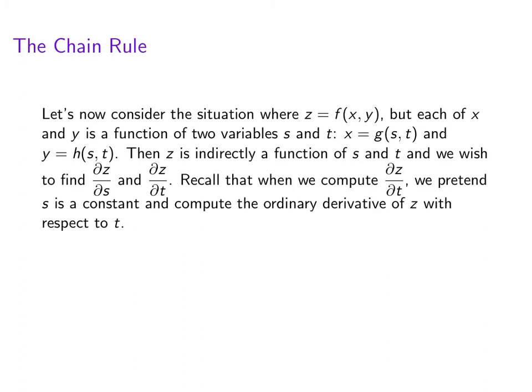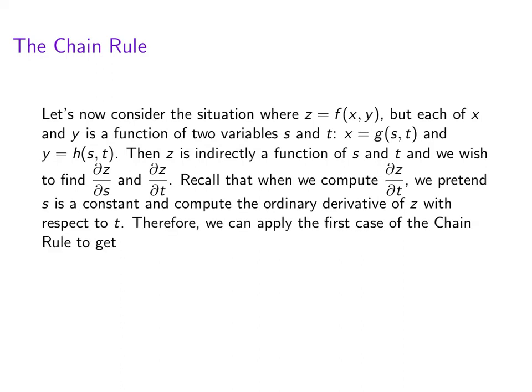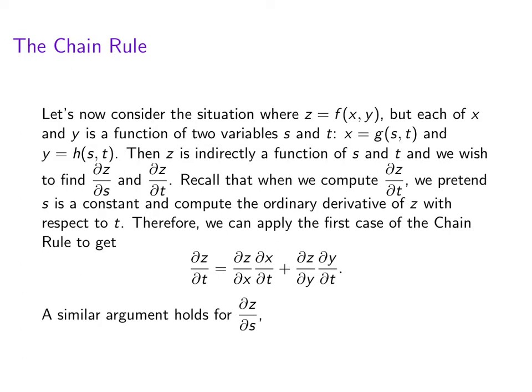Now remember that when we compute dz by dt, we'll pretend that s is a constant and then compute the ordinary derivative with respect to t. So when we do that, we can apply the first case of the chain rule, and this is what we'll get. We'll get dz by dt is equal to dz by dx, dx by dt, plus dz by dy, dy by dt. And we can have a similar argument for computing an expression for dz by ds.